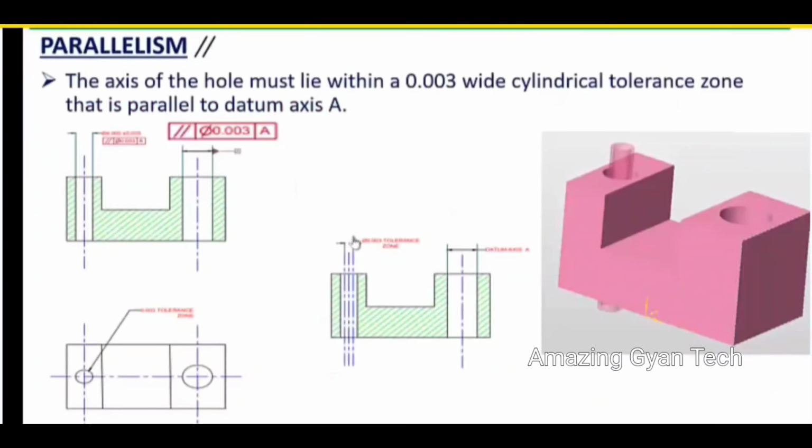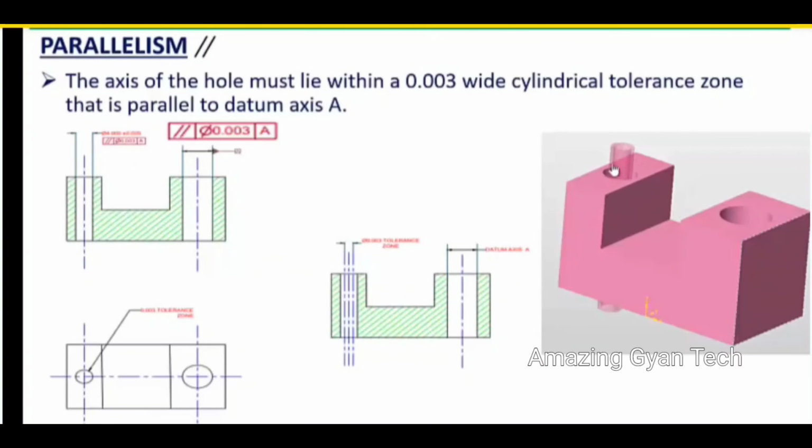In this example, we can see a cylindrical tolerance zone. So in this diagram, what we can say is this feature, the diameter 4 hole feature, should be parallel with respect to this datum A. So the axis of the hole feature diameter 4 should be parallel to the axis of the datum A within a cylindrical tolerance zone of 0.003. So this is the cylinder they have created.